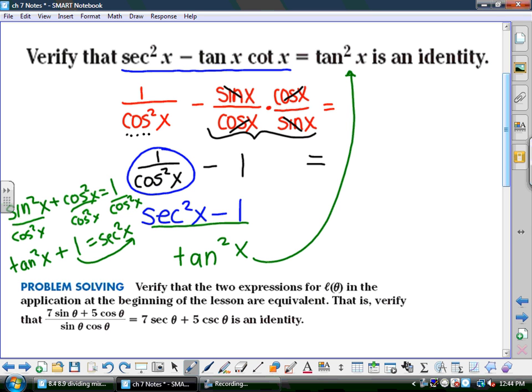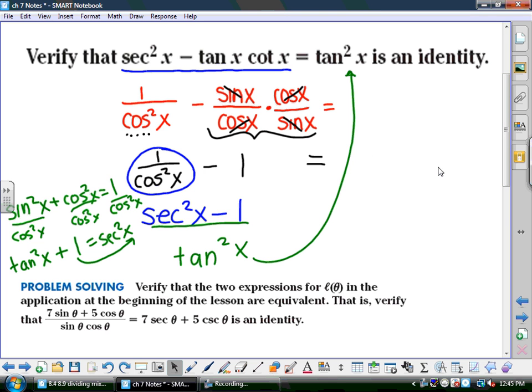So the strategies we used here, we only worked on one side. We're only allowed to work on one side the entire time. We took the more complicated side and made it look like the simpler side. And we did it by changing things into sines and cosines and by using our Pythagorean identities.